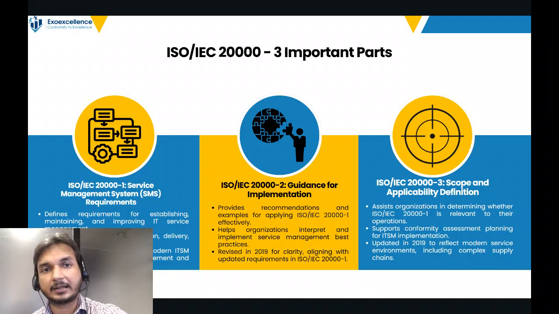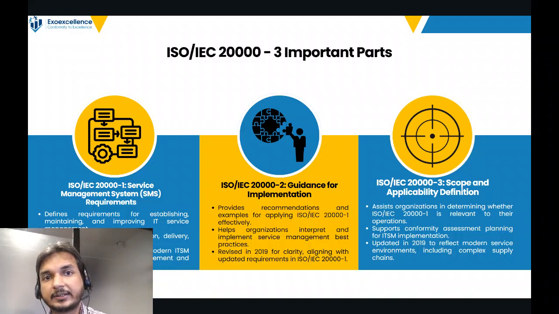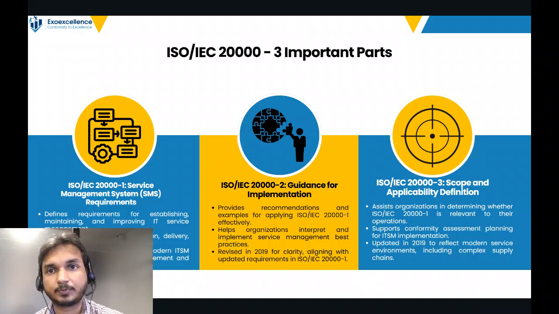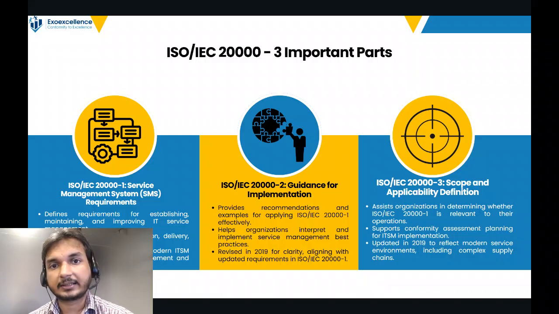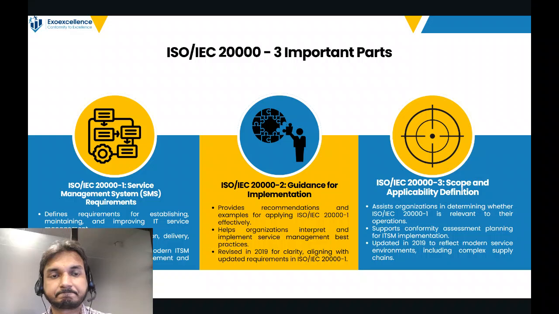And then we have part 3, which helps organizations to define their scope and applicability, ensuring they meet compliance needs. Defining the scope is very crucial for IT service organizations, since the scope is very important for the management system itself and for the certification as well. So that needs to be defined properly while ensuring that the compliance objectives are met.